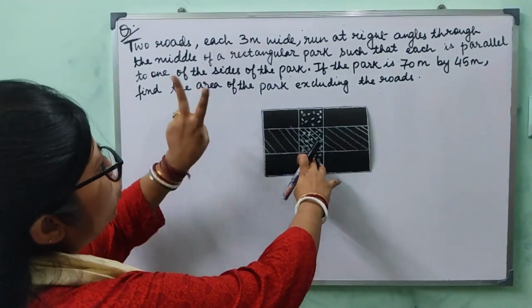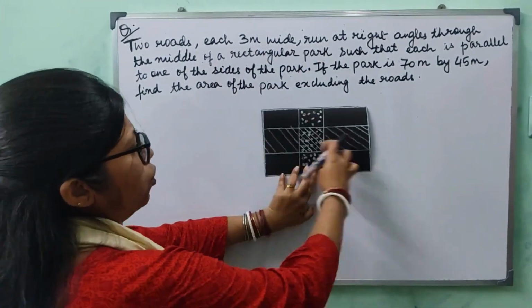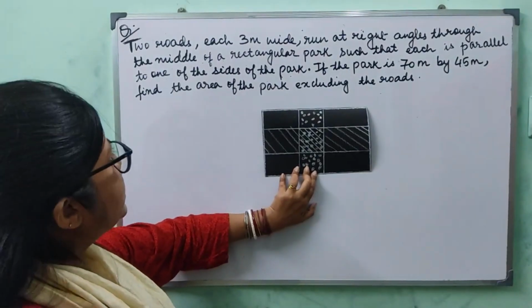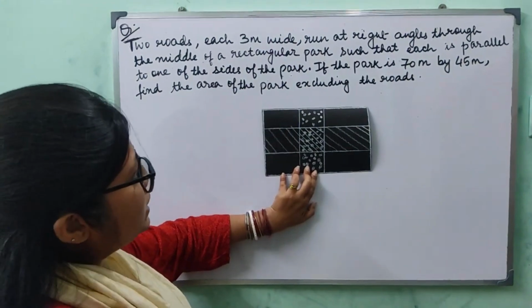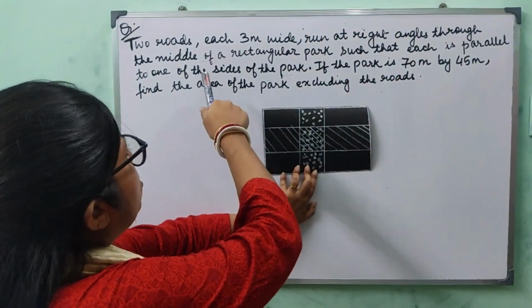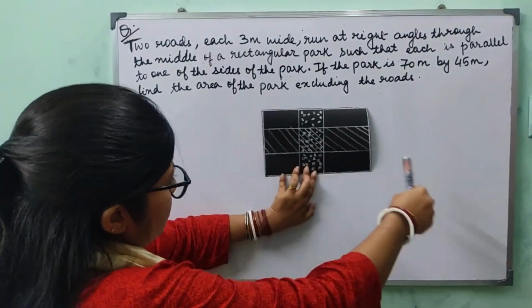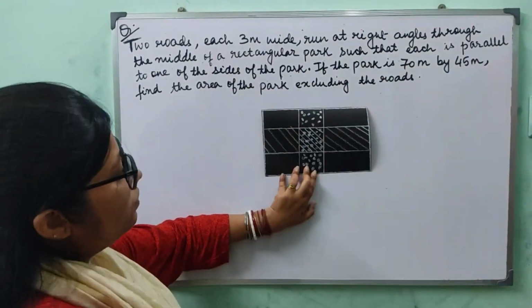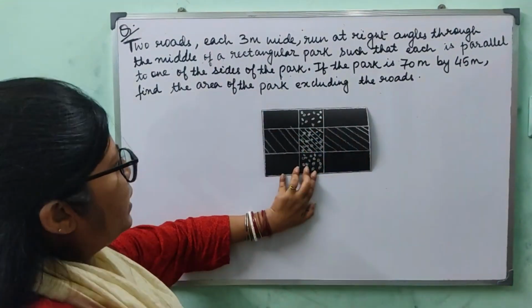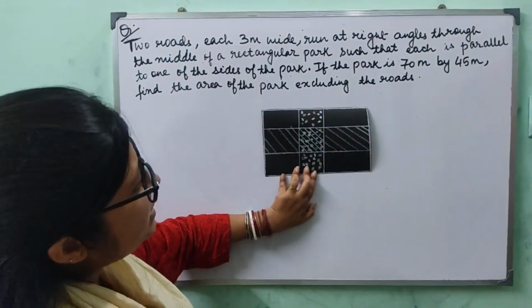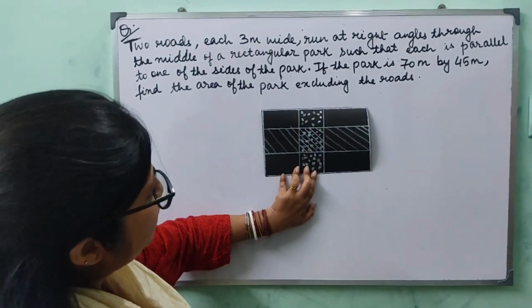Now there are two roads which run at right angles through the middle of the rectangular park, such that each is parallel to one of the sides. So this road is parallel to the length, and this vertical road is parallel to the breadth. If the park is 70 meter by 45 meter, find the area of the park excluding the roads.